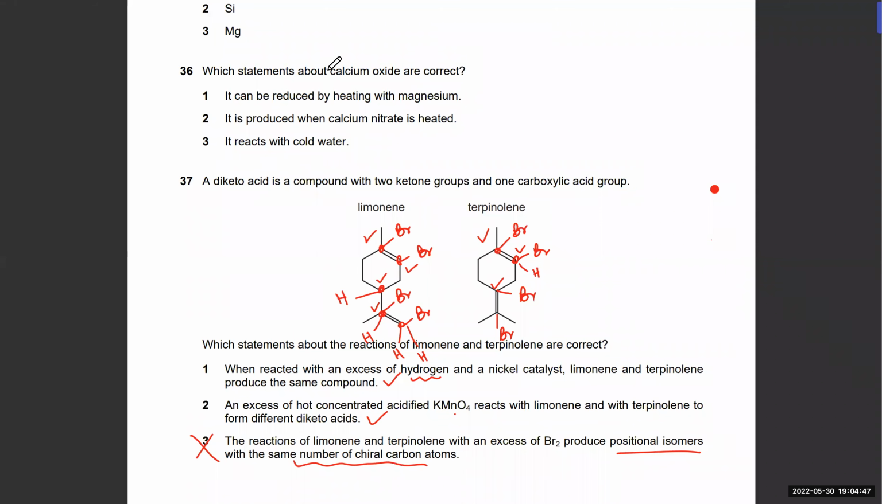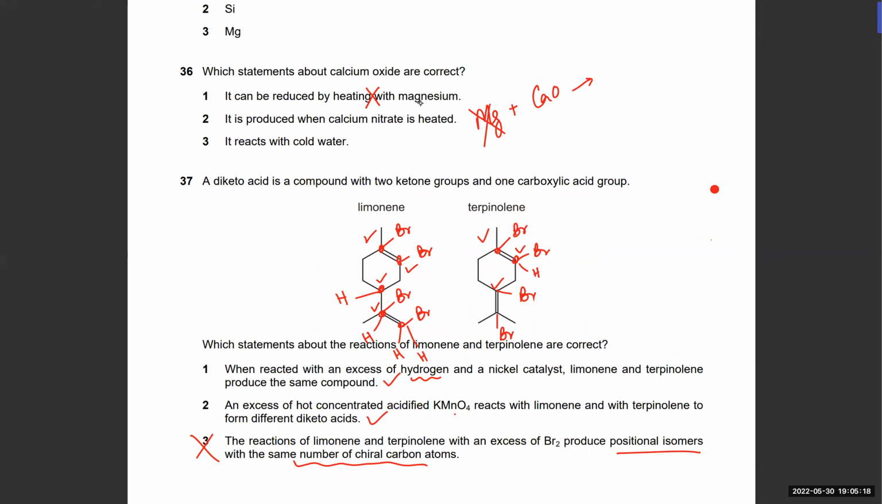Okay. Now, which statements about calcium oxide are correct? It can be reduced by heating with magnesium. Is that true? Will magnesium react with calcium oxide? Is there going to be a reaction? Who's more reactive, magnesium or calcium? Remember, more reactive: calcium, because reactivity increases down the group in group 2. So magnesium will not be able to displace calcium. It won't do anything. So the first one is wrong.